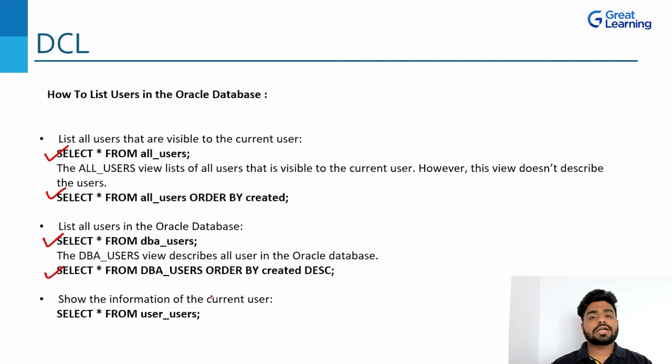Show the information of the current user. You want to see only the information of the current user, like which is system, then you can write select star from user underscore users. From these all commands, now let me show you some of the screenshots which we have covered.